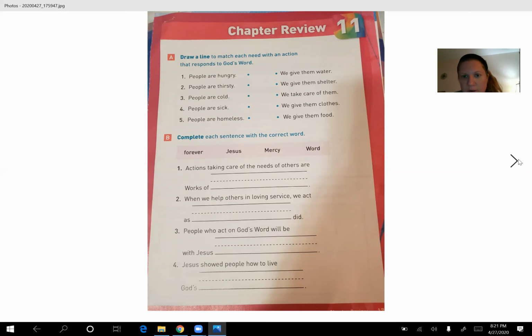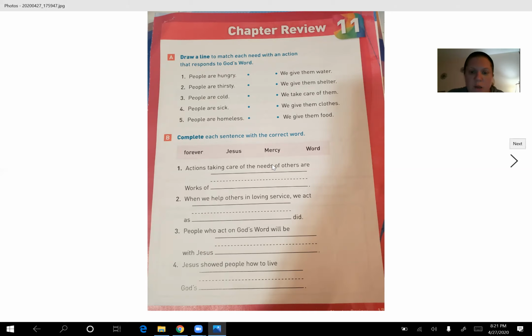Chapter 11, review. Okay. Draw a line to match each need with an action that responds to God's word. All right, so there's 5 of them. You're going to draw a line. People are hungry. What do you do? People are thirsty. What would you do? Complete each sentence with the correct word. All right, so we have forever, Jesus, mercy, and word.